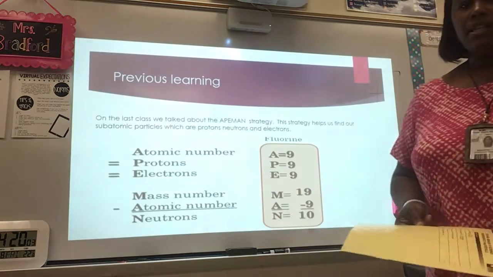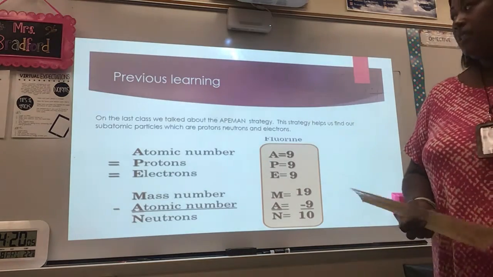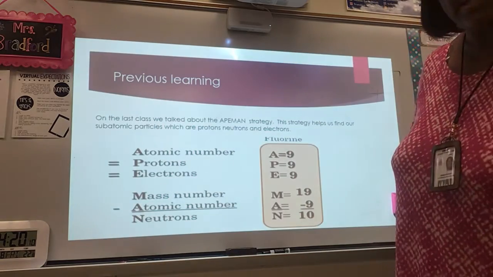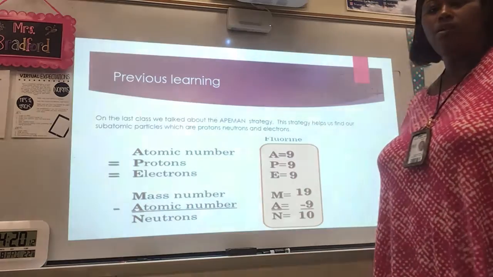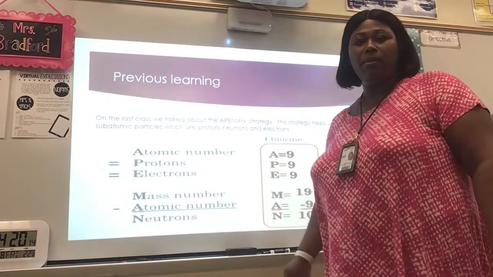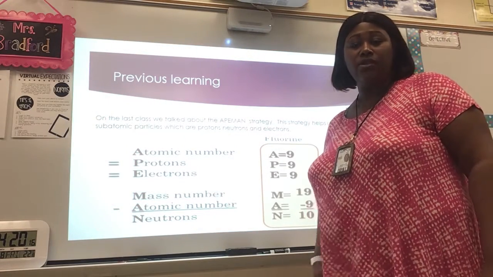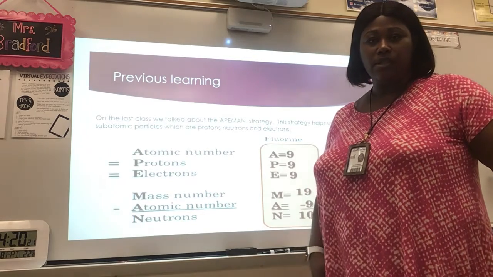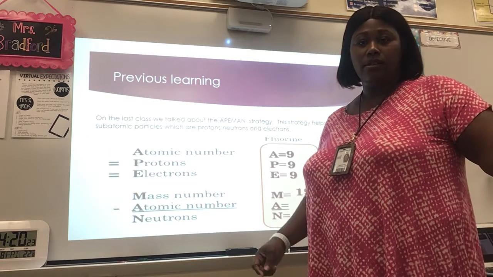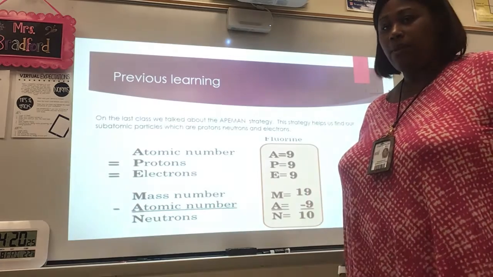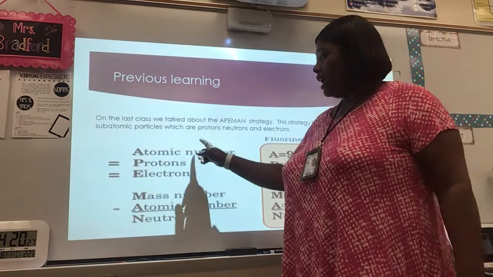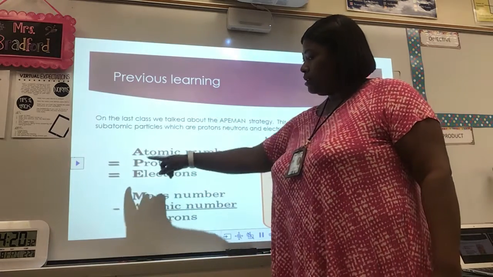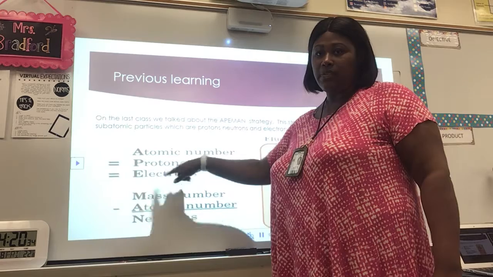All right? So, today again, we talked about the strategy 8-man, and I know you're like, 8-man, what is that? All right? So, we previously talked about the three subatomic particles: protons, neutrons, and electrons. Now we're going to talk about how we can actually find the protons, neutrons, and electrons of an element. All right? So if you take a look at 8-man, the A in 8-man stands for atomic number, P is for protons, E is for electrons.